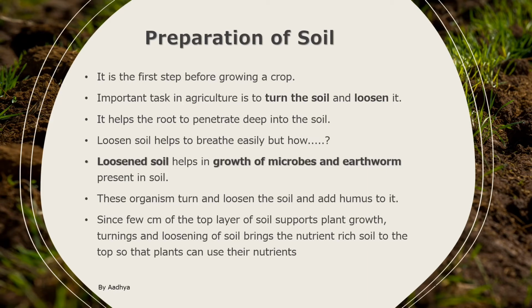And since the plant grows on the top part of the soil, the nutrients are absorbed from that particular part. Now that top layer of the soil is deficient in nutrients, while the remaining underground part of the soil contains lots of nutrients. So it is necessary to turn the soil.